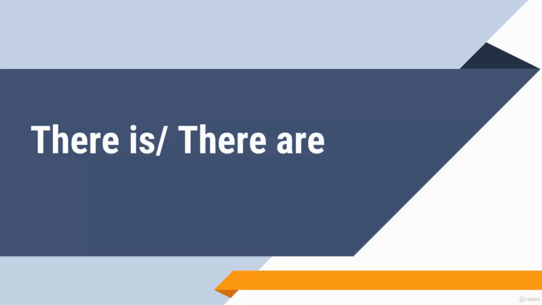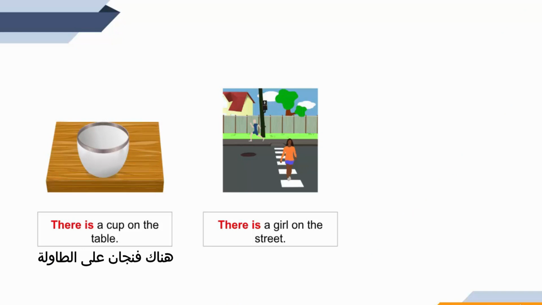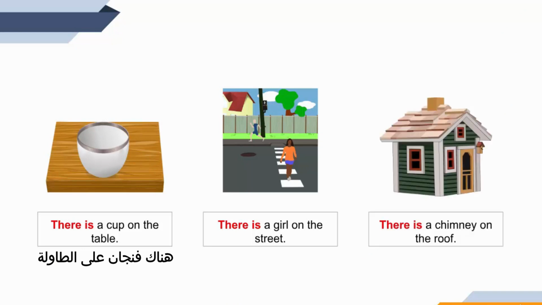There is or there are. What's the difference between there is and there are? The first one. There is a cup on the table. There is a girl on the street. There is a chimney on the roof. Okay? You speak about something that is there.